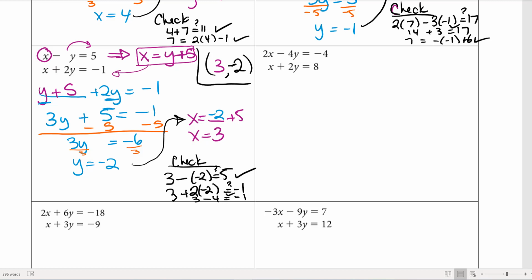For our next problem, our first step says to solve one of the equations for either x or y. There's only one good choice here, and the one good choice would be the x in the second equation because it's the only one that doesn't have a coefficient in front of it. So that's the only one that's going to be easily solved in one step. To easily solve this, I'm just going to take the 2y and move it to the other side and change its sign.